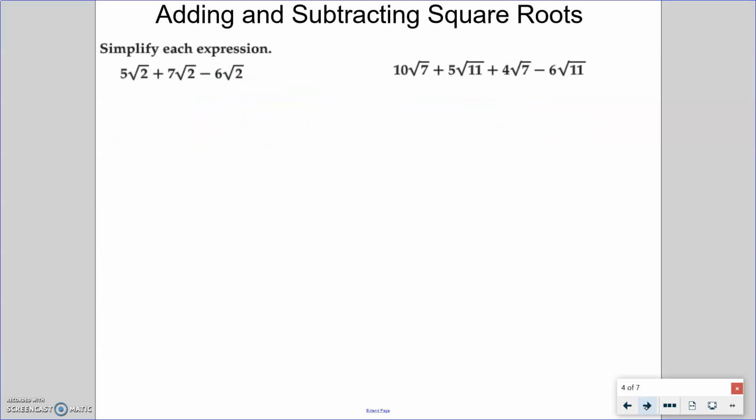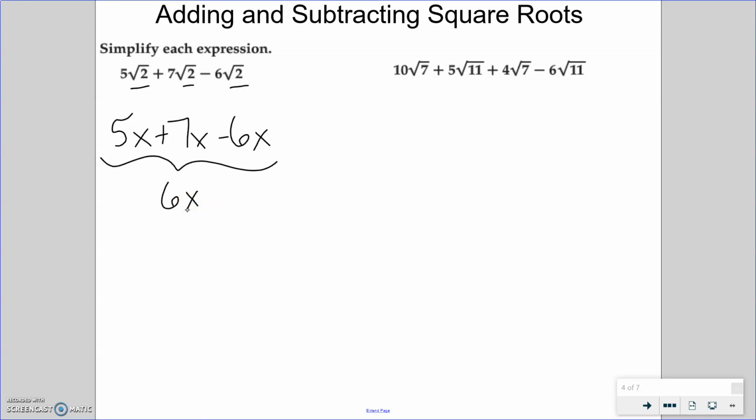All right, so what if we're adding and subtracting square roots? So if I look at this first one, notice how all these square roots are square root of 2. That's awesome. Essentially, it's almost like writing this like that, saying that x is square root of 2. So what we would do in this case, we'd say, well, 5x plus 7x is 12x. 12x minus 6x is 6x, right?